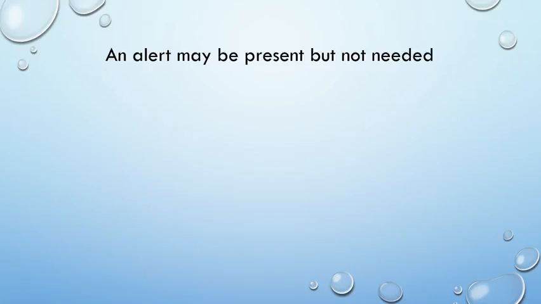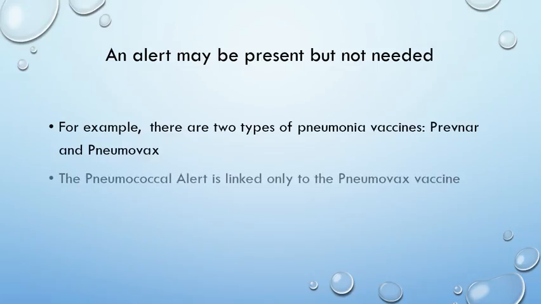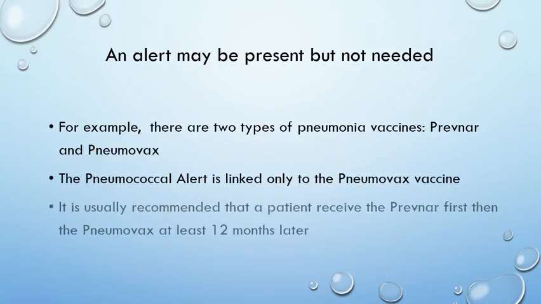At times, an alert may be present but not needed. For example, there are 2 types of pneumonia vaccines, Prevnar and Pneumovax. The pneumococcal alert is linked only to the Pneumovax vaccine. It is usually recommended that a patient receive the Prevnar first, then the Pneumovax at least 12 months later.